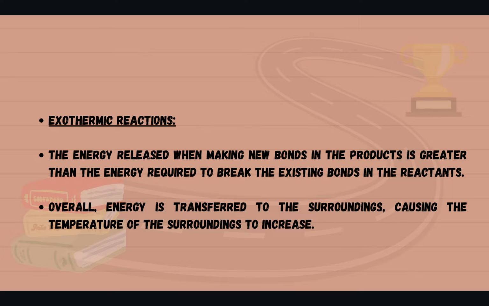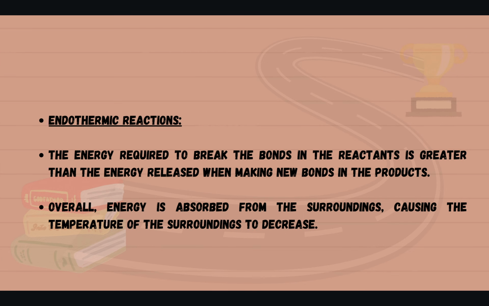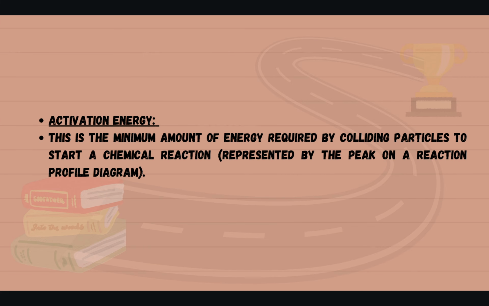So exothermic reactions: the energy released when making new bonds in the products is greater than the energy required to break the existing bonds in the reactants. Overall, energy is transferred to the surroundings, causing the temperature of the surroundings to increase. Endothermic reactions: the energy required to break the bonds in the reactants is greater than the energy released when making new bonds in the products. Overall, energy is absorbed from the surroundings, causing the temperature of the surroundings to decrease.